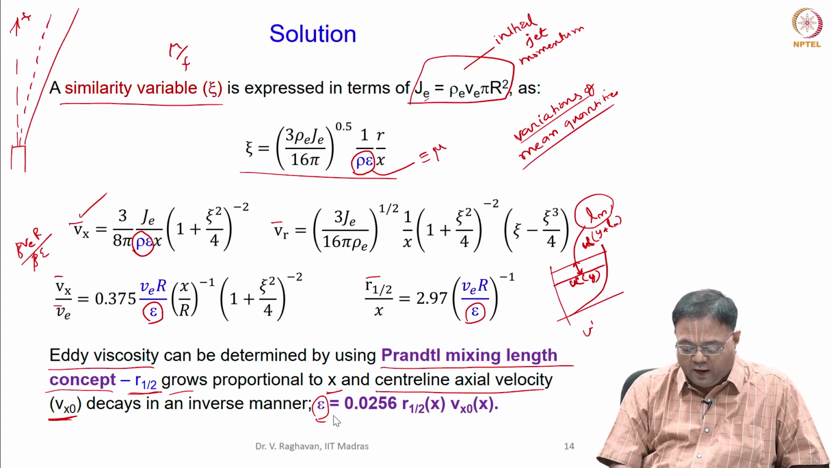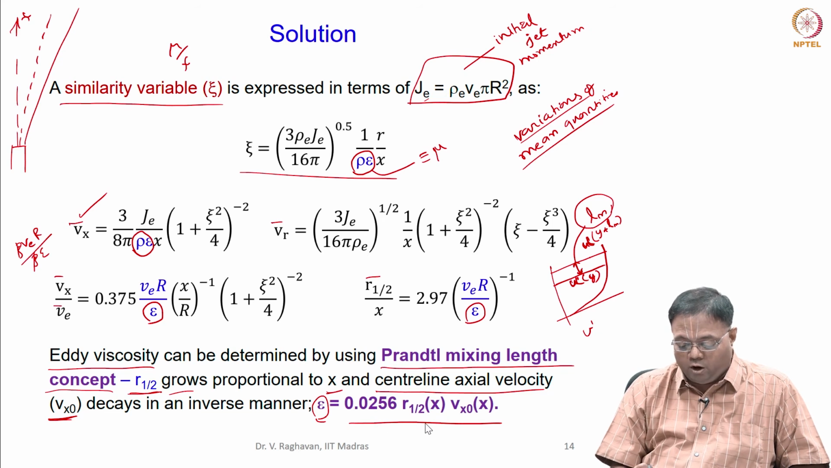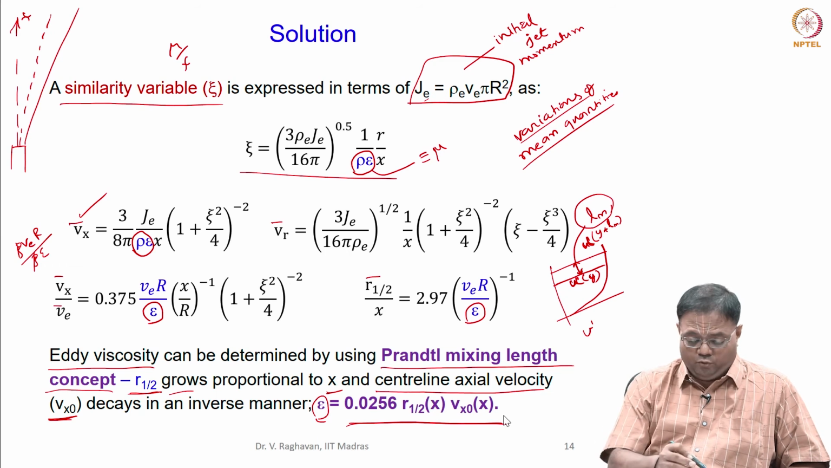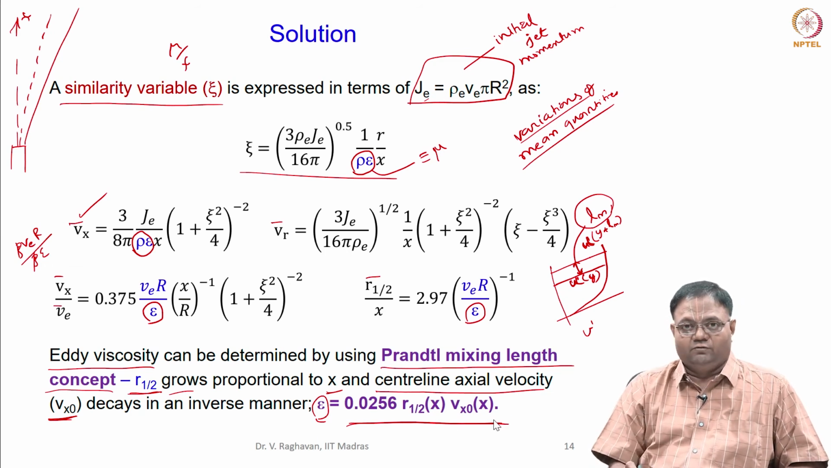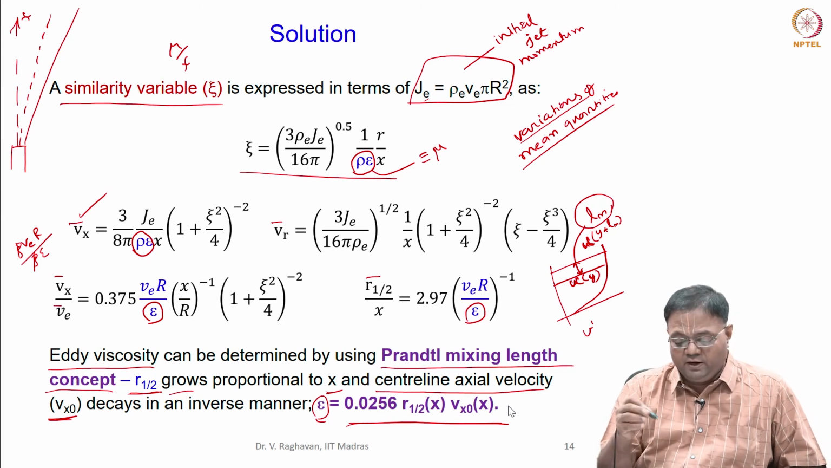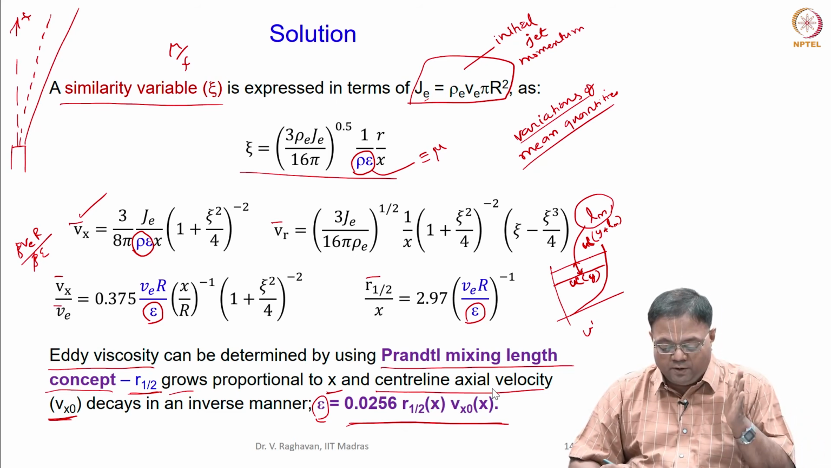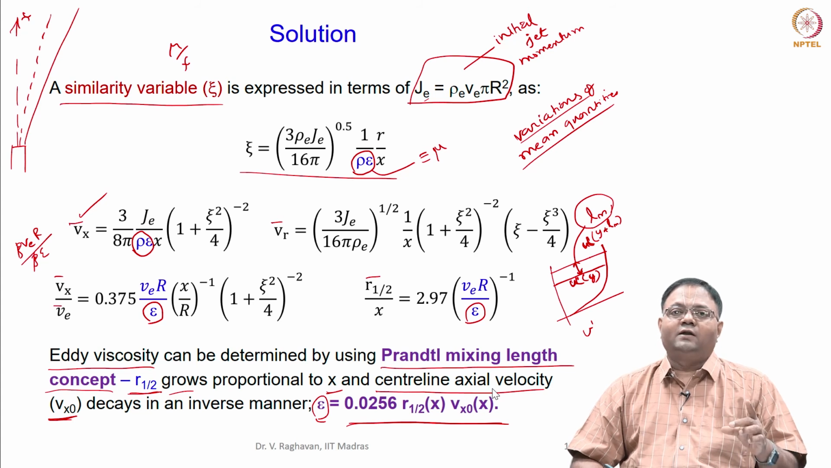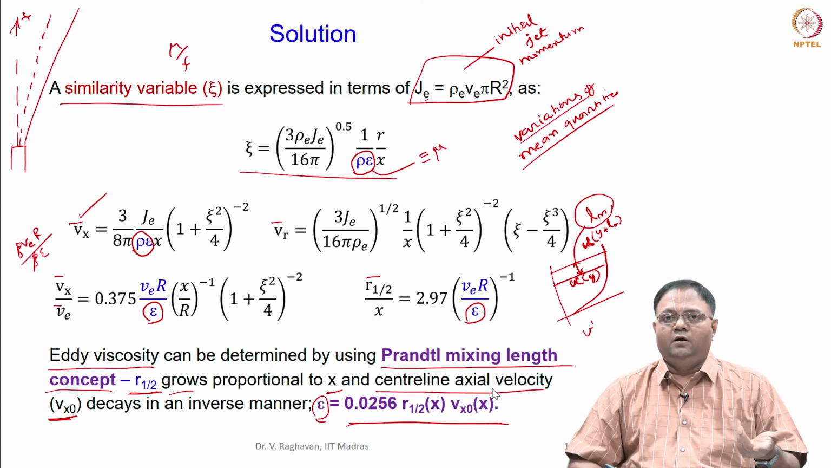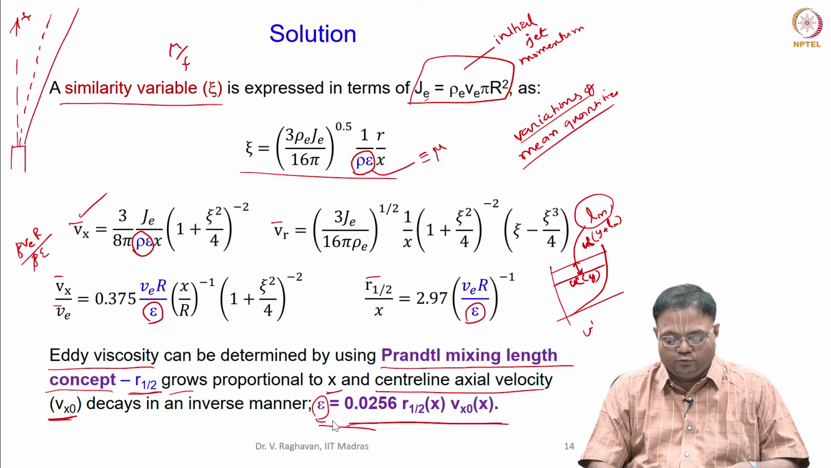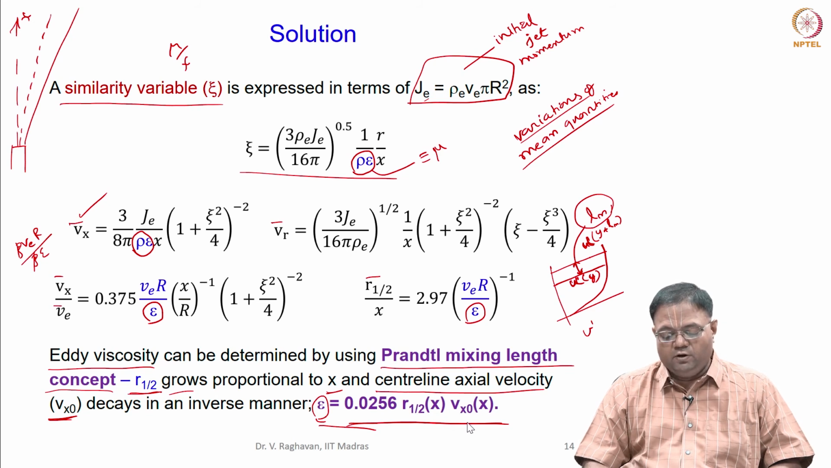Based upon this, epsilon can be written in terms of a constant times R half at the particular x and Vx0, the central line velocity at that x. Now, using this solution, we can write equations for R half and Vx0 and get the values in terms of Ve and the radius. Please understand that as per the Prandtl mixing length concept, a mixing length is defined where the velocity gradients are used to get the epsilon values. Using that concept, we can derive epsilon for this jet spread as a constant times R half at a particular x and the central line velocity at that x.